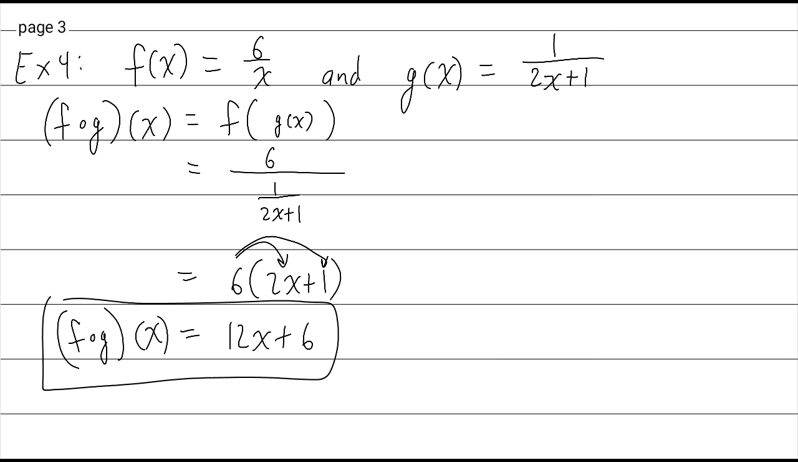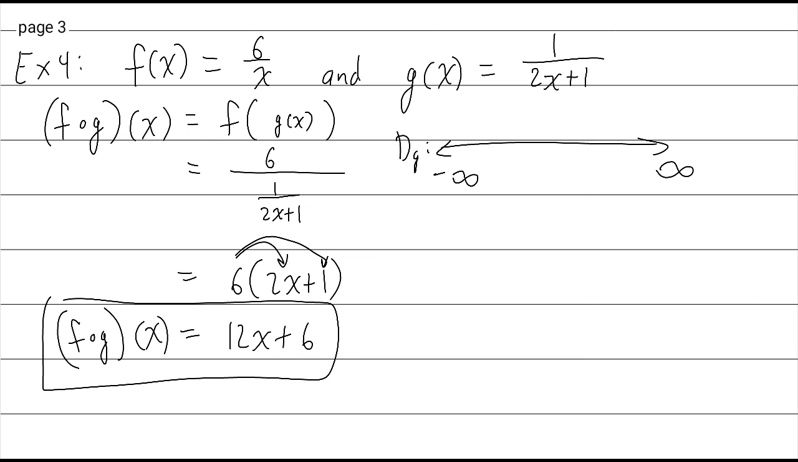Let's talk about the domain. All right, so what is the domain going to look like? I look at the domain of the inside, right? The inside is g. So I look at the domain of g. It goes from negative infinity to positive infinity. But I could possibly get a 0 in the bottom, right? I have a fraction. Anytime there's a fraction where x is in the denominator, in the bottom, there's a potential for me to get a 0 in the denominator.